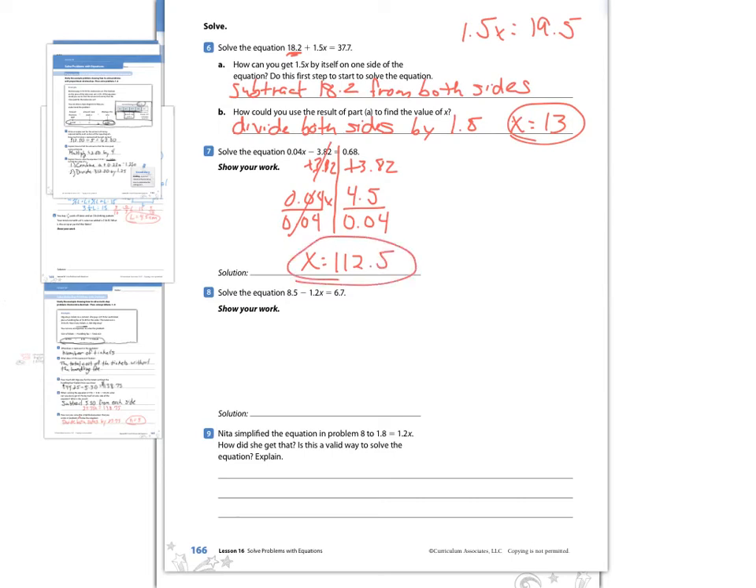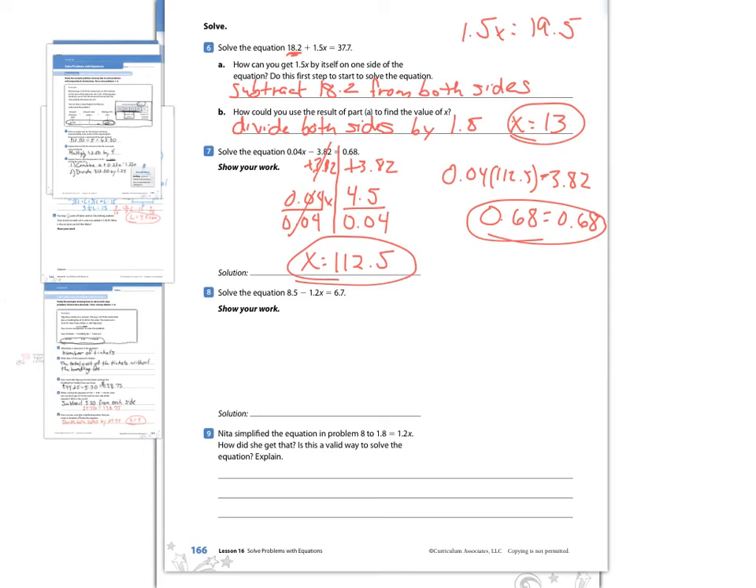To check my work, you take your solution and substitute it back into the original equation. So 0.4 times 112.5 minus 3.82. We want to see, does that expression equal the 0.68? If we do the math, the value of that expression comes out to be 0.68, which creates a true statement. So therefore, our equation is solved correctly.